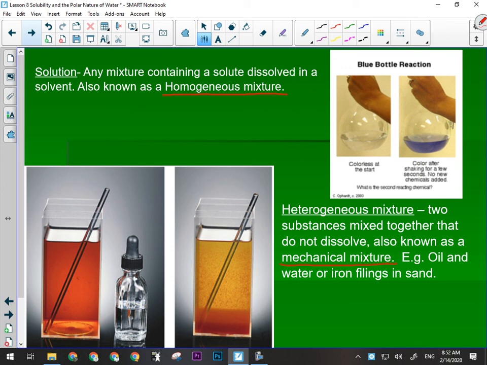So the one on the left here is our homogeneous mixture, or a true solution. This is a heterogeneous mixture on the right, or a mechanical mixture, because it has two or more visible parts. Everybody all right with that idea? So we have to be familiar with those terms.